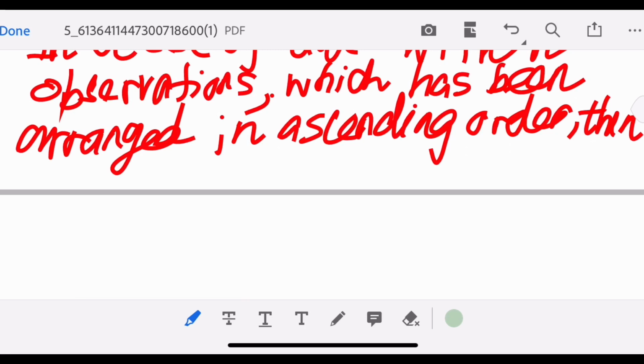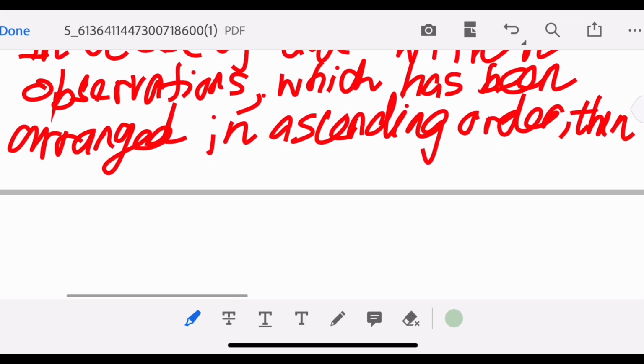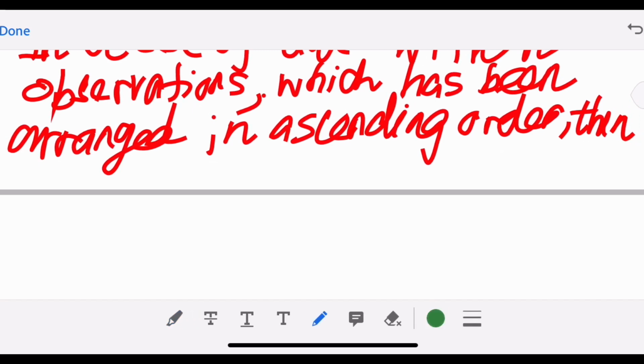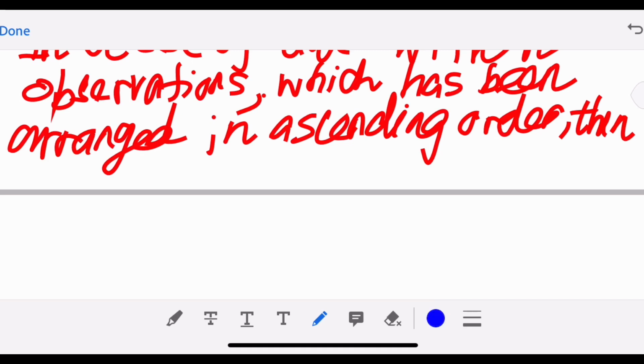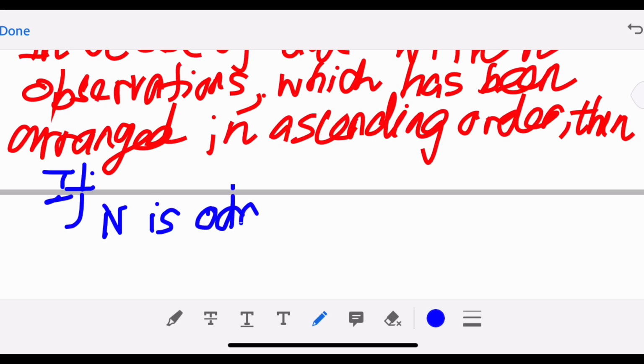Then if it's already arranged in ascending order for n observations, we can make a generalization, a conclusion, that if the number of data is even or odd, it will produce a different median, right? So if n is odd, let me highlight the concept again.